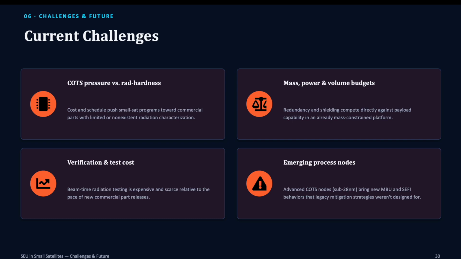The beam time for verification and testing is expensive, and it's not readily available relative to new commercial part releases. So the more elements that are manufactured, we're not getting the same speed of testing capability.